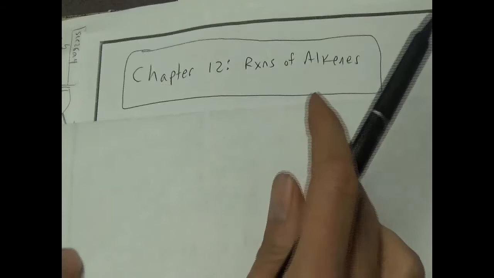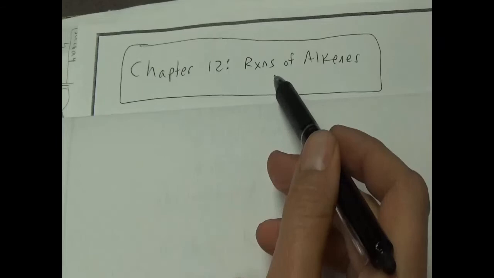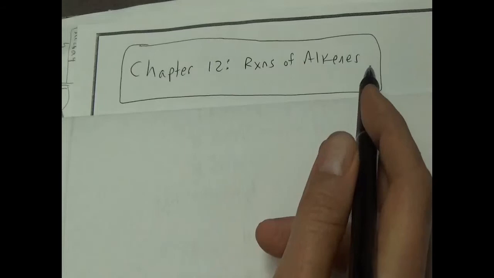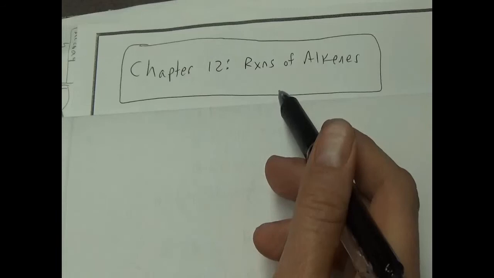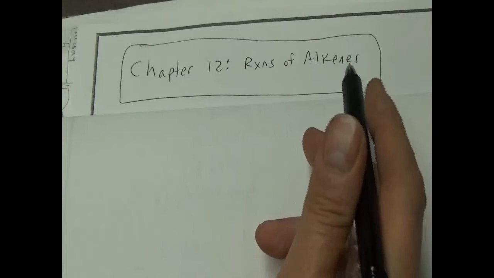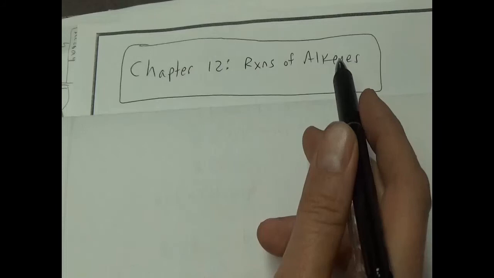Okay, so we're getting into Chapter 12 now, which is kind of the grand finale to Organic 1. It's a series of reactions of alkenes, and we're kind of putting together some of the knowledge we've learned before. There's a number of reactions, and we'll go through them, not in tremendous detail, but we definitely need to talk about the mechanisms and how they work and the reagents and all that kind of stuff.